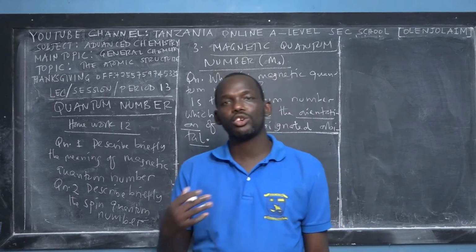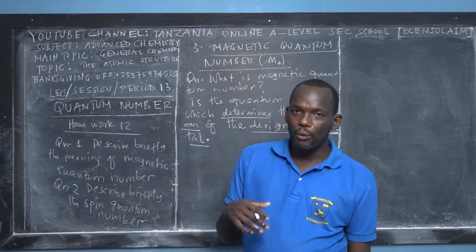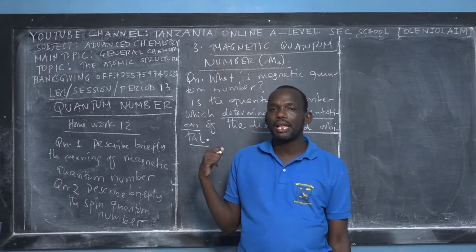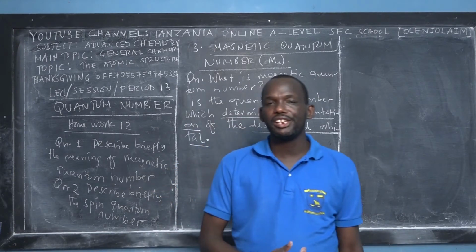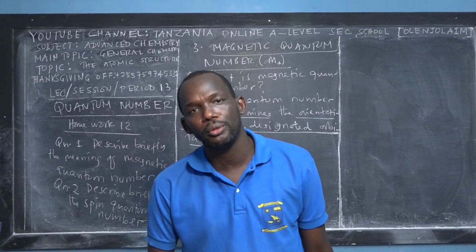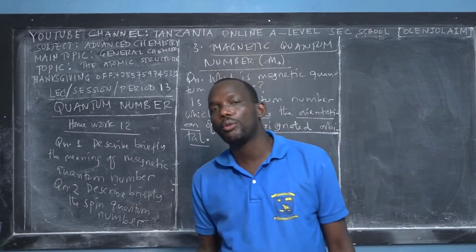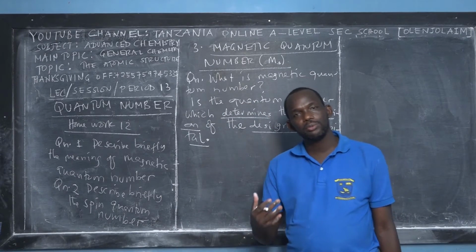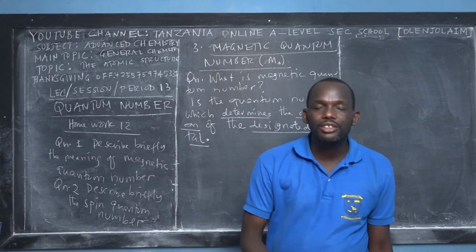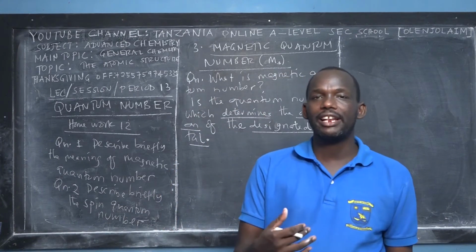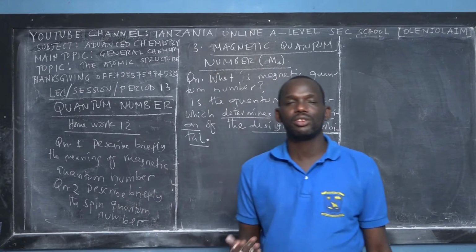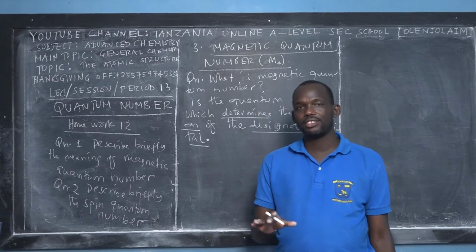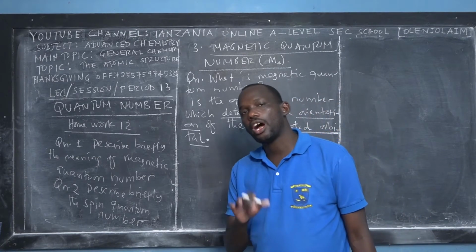For example, in the s orbital, how many orbitals are there where we can place electrons? In this quantum number, we'll know the number of orbitals in the s orbital, in the p orbital, in the d orbital, and in the f orbital. In the subsidiary quantum number, we learned the shapes. Because of the difference in the principal quantum number, we can sometimes have the same orbital at a different principal quantum number.